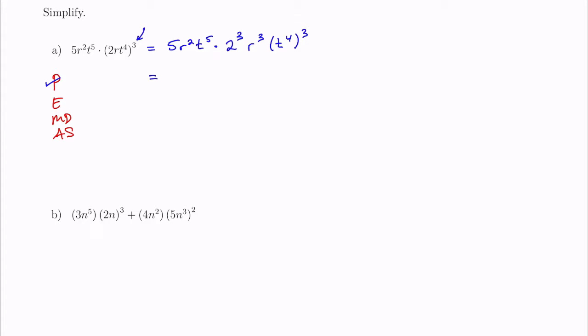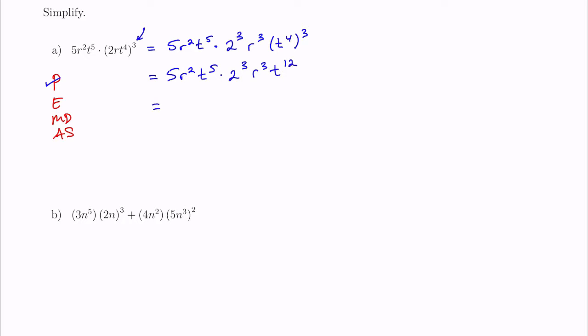Now the next step is still going to be dealing with that set of parentheses that has the t to the fourth on the inside and the 3 on the outside. So the rule that we'll work with here is the power to a power rule, where we have t to the fourth, so a power on the inside, whole thing raised to the third power, a power on the outside. We end up multiplying those powers. So again, most of this line is not going to change. We'll still have 5r squared t to the fifth times 2 to the third r to the third, but we'll simplify that last factor into t to the 12th.